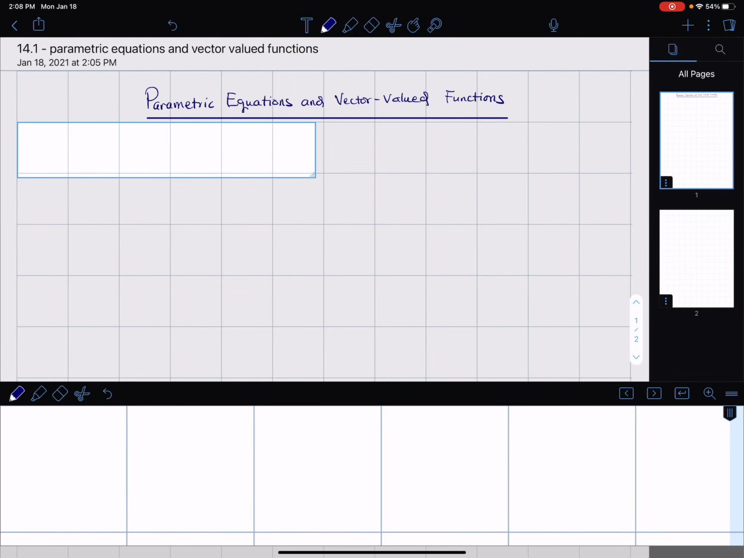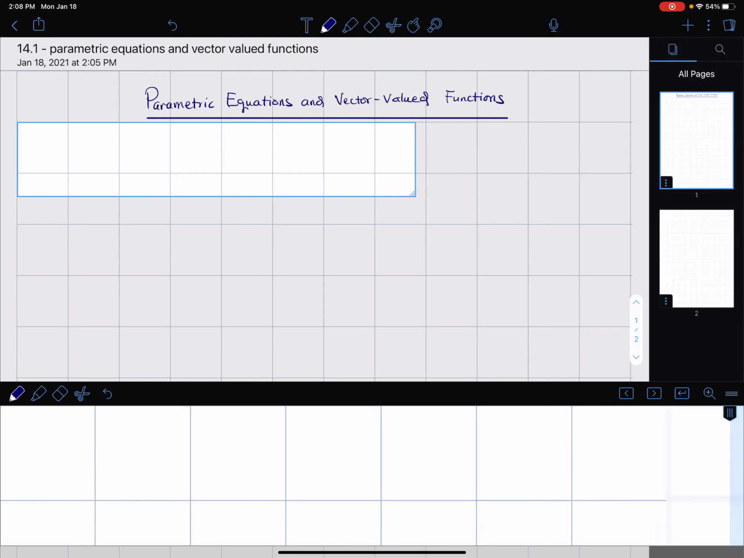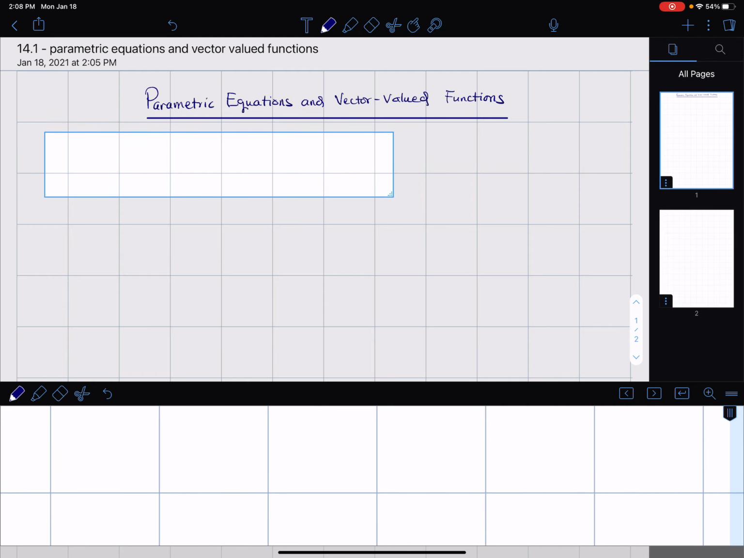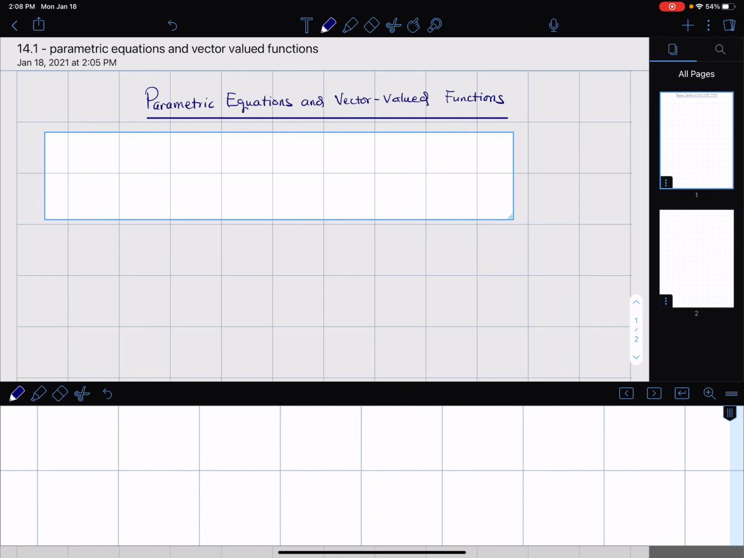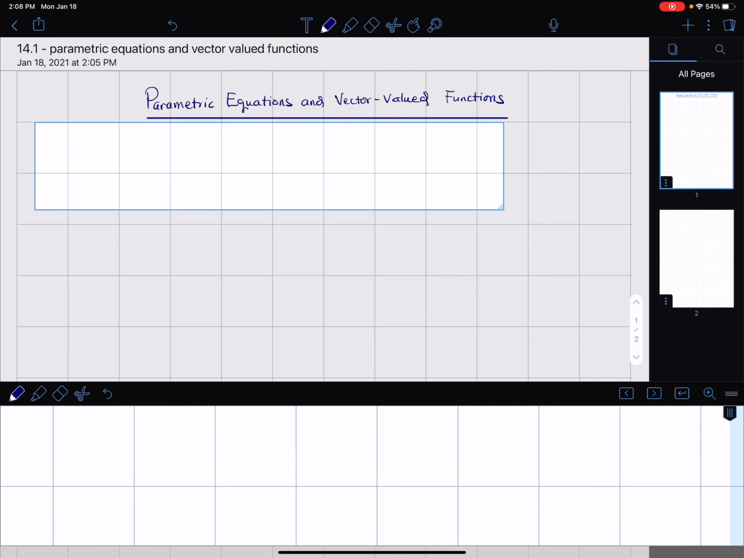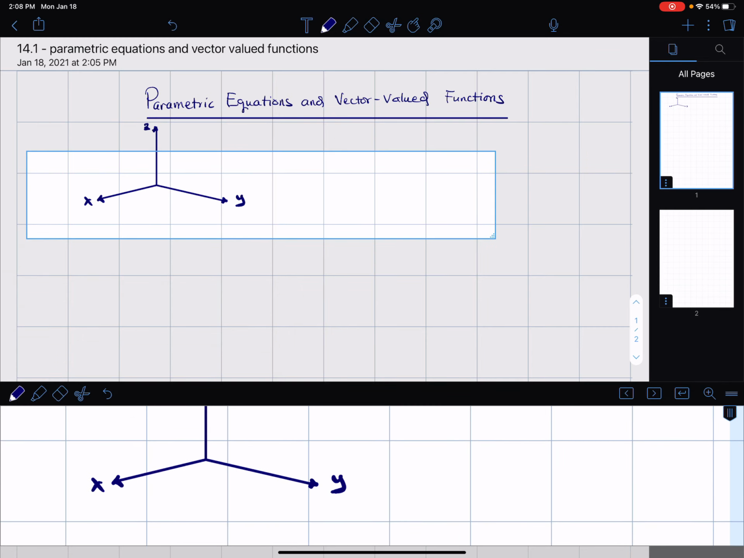In a previous section, we looked at how to find the equation of a line in 3D. Assuming you have a line in R3, this is your x-axis, y-axis, and z-axis. Now let's assume you have a line in this space. This is the line.